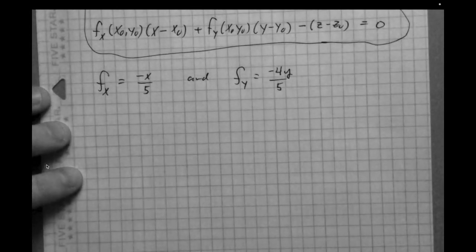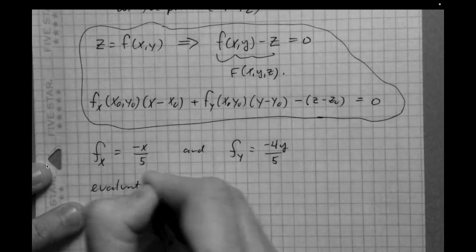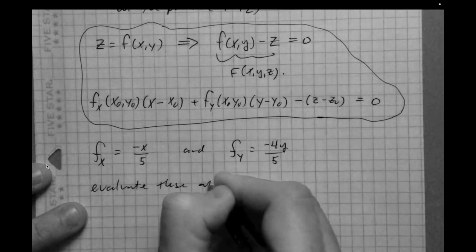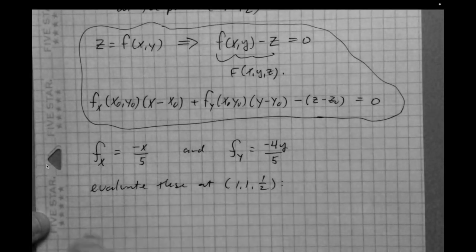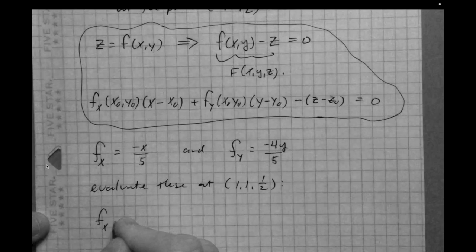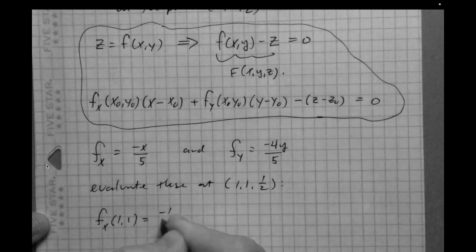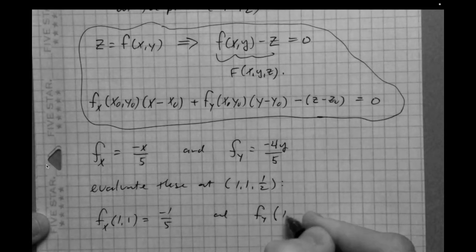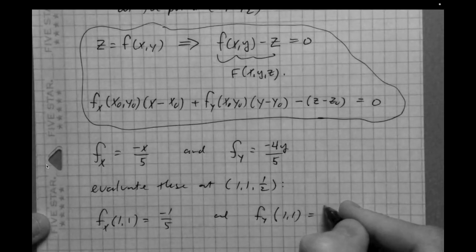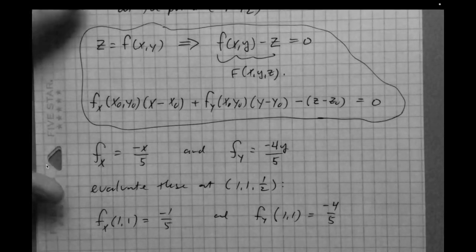Now can we evaluate these two? Evaluate these at the point 1, 1, 1/2. Well, f sub x at 1, 1 is equal to negative 1/5, and f sub y of 1, 1 is equal to negative 4/5. So that's easy enough. Okay, and now we just have to plug everything in.